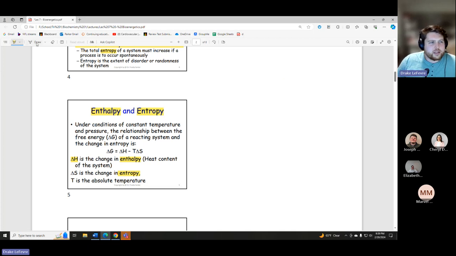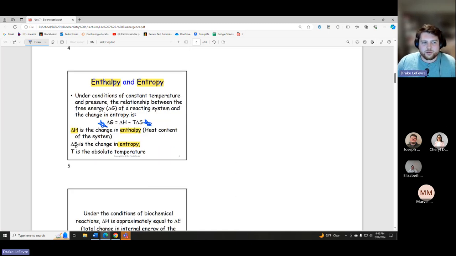If I do remember correctly, he likes to have a question where he literally says, which of the following is the equation for the relationship between the free energy and the change in entropy. And this equation is the answer choice. So you want to make sure you know the equation and know what the variables stand for, what the placeholders' names are.